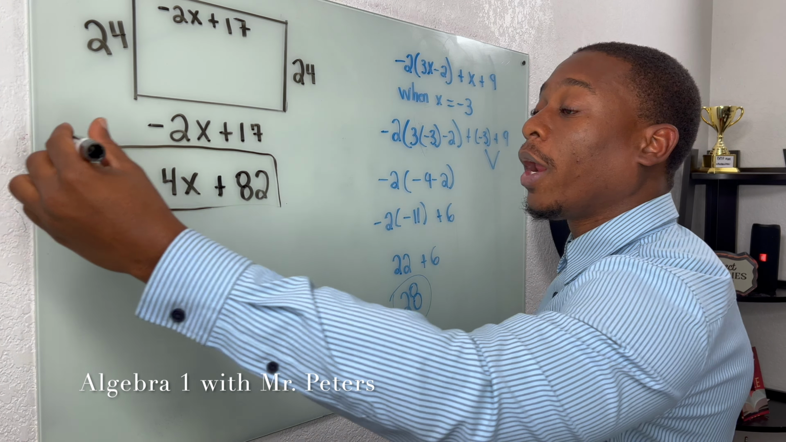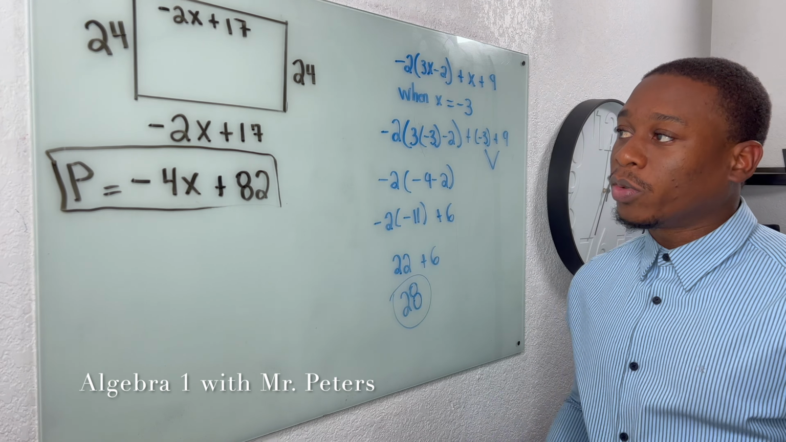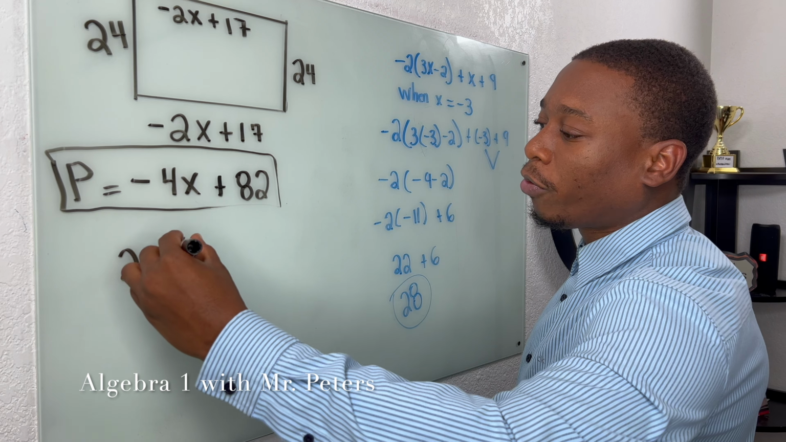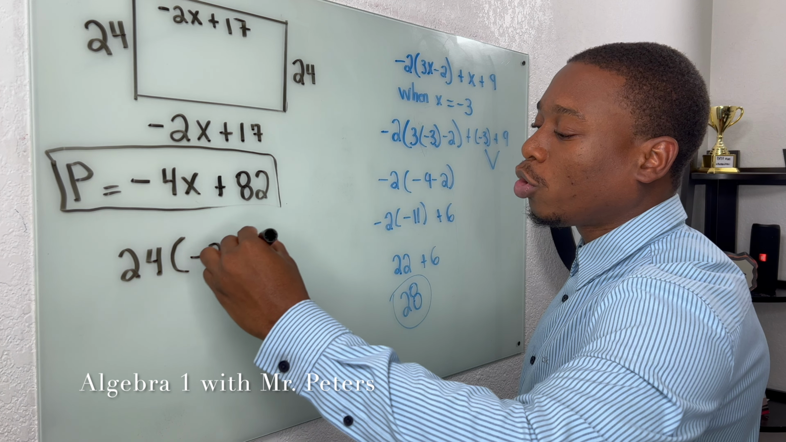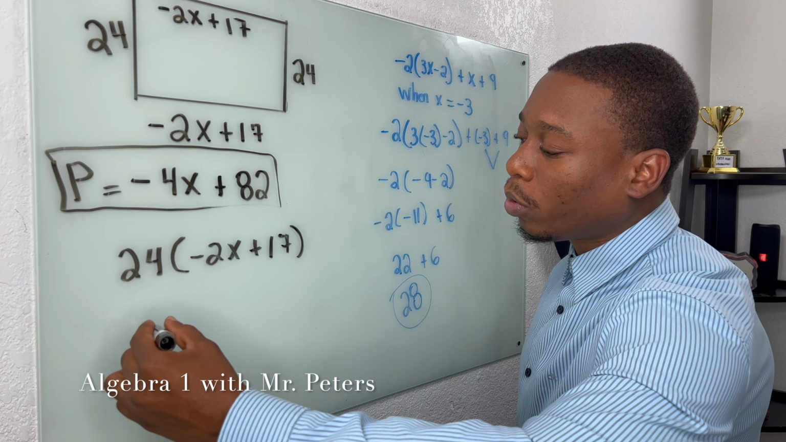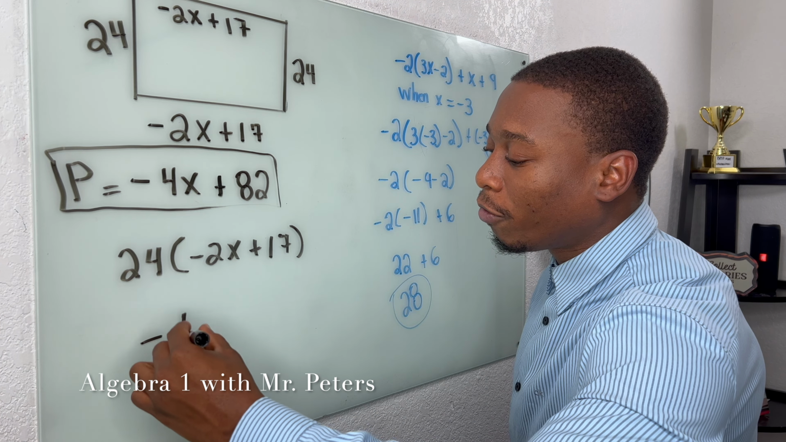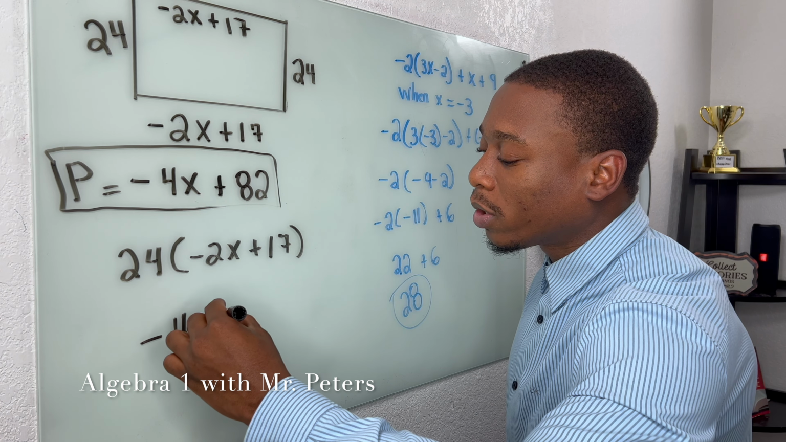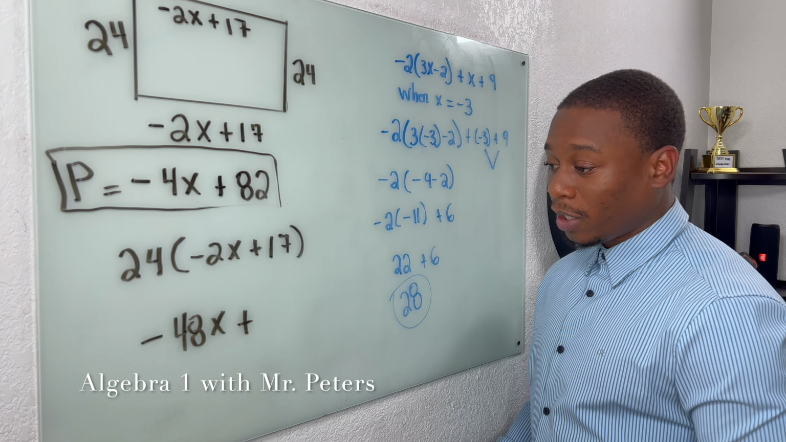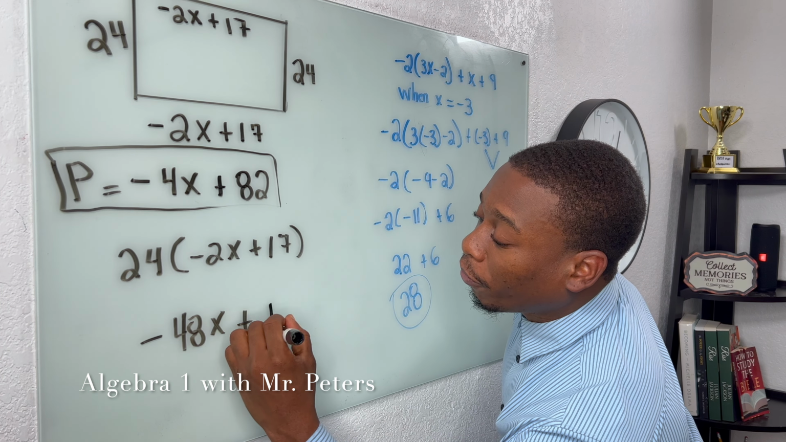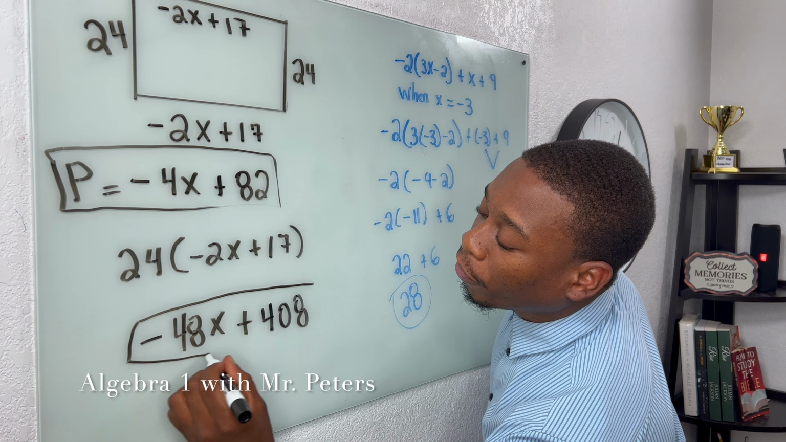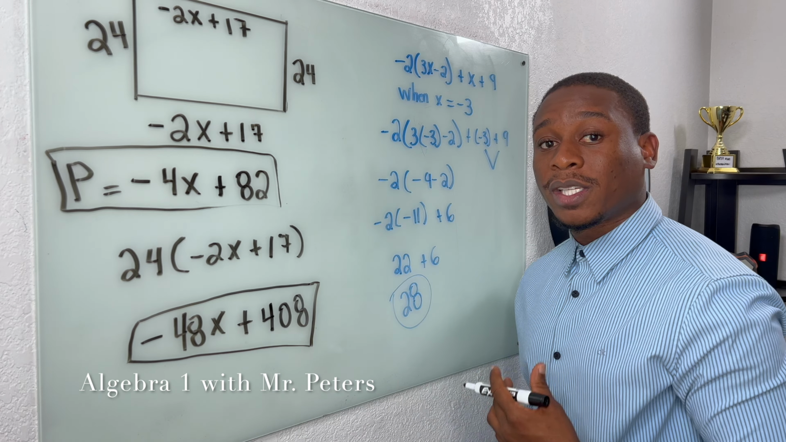Now, if we're talking about area for this problem, that means we're going to multiply. And the best way to set this problem up is let's have 24 on the outside and then put -2x plus 17 in parentheses. Once I multiply 24 and -2x, I'm going to get -48x. And once I go back now and multiply 24 times 17, this is going to give me 408. So this would be the area for this rectangle.